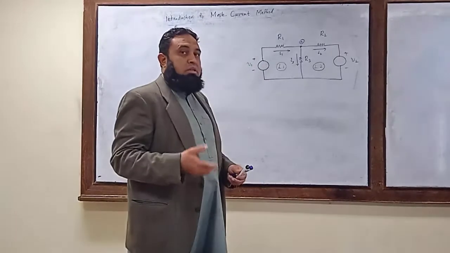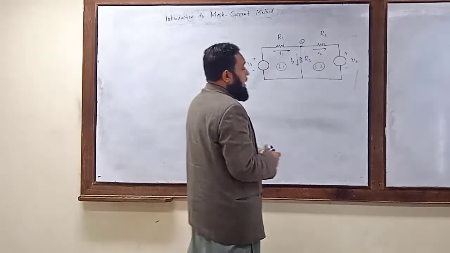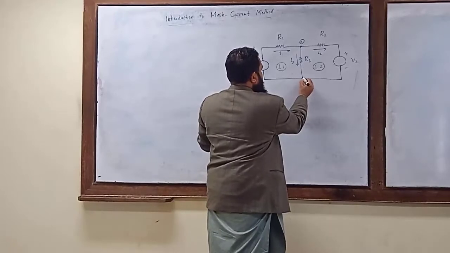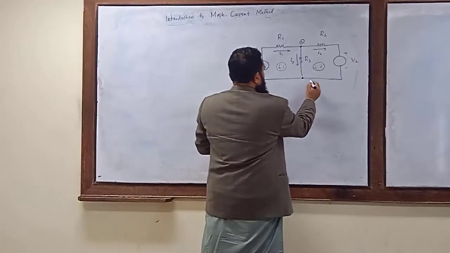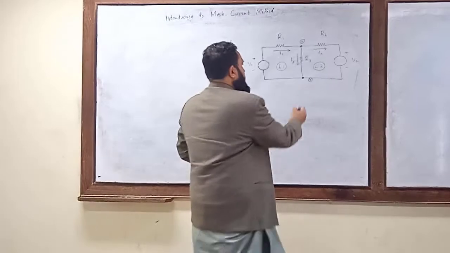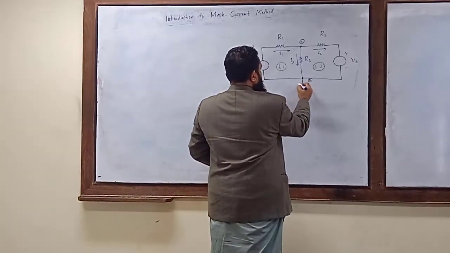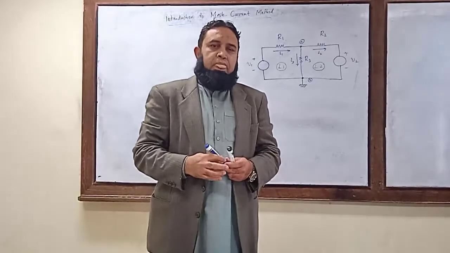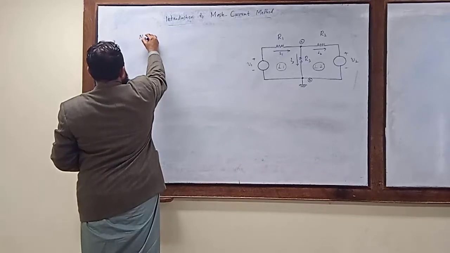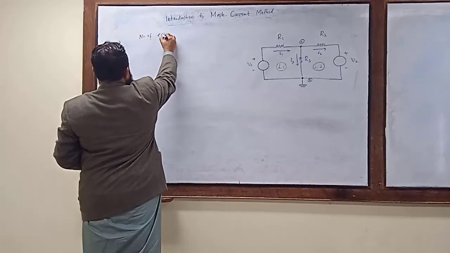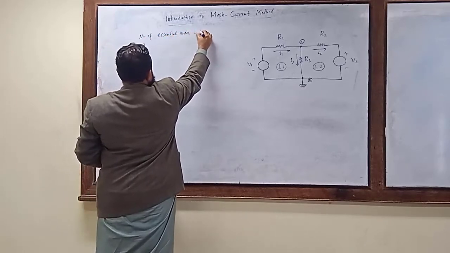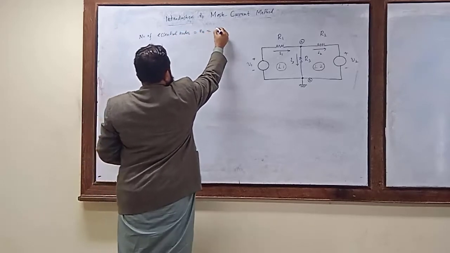And we have to figure out the number of essential nodes. You see there are two essential nodes. This is essential node A and this is essential node B. Of course, one of the essential nodes has to be considered as the reference node. So we consider this as the reference node. And so we can write the number of essential nodes, which is represented by NE, so it is 2.